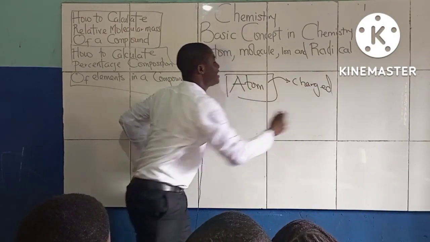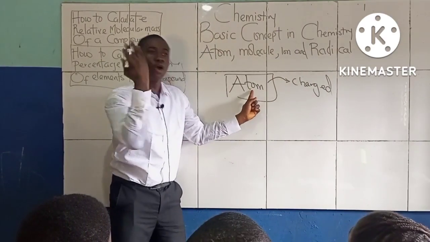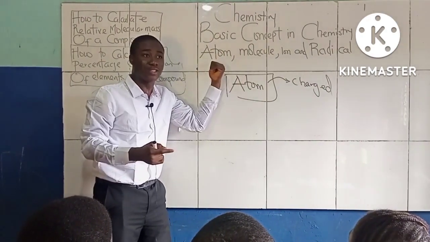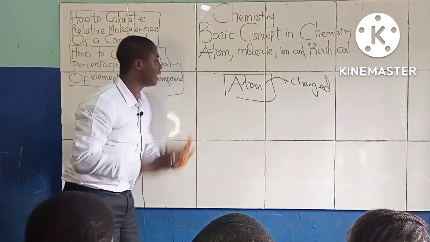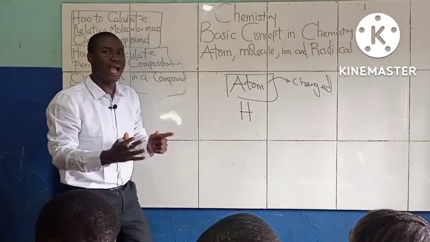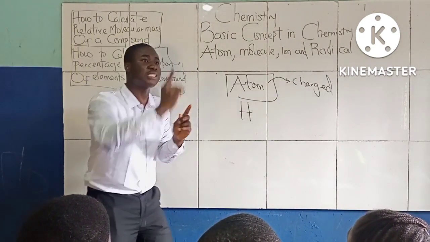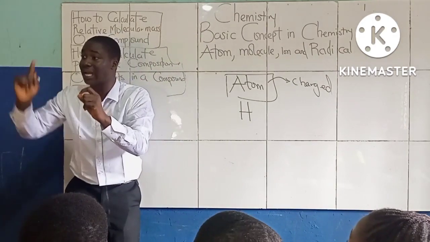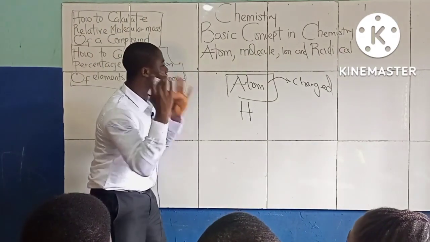Did I say this is simply a charged molecule? No. So for us to get an ion, what do we need? An atom. We don't need a molecule. Now, let's take an example. This is hydrogen. And class, it must be noted that hydrogen is positively charged. You have to take note of that. Hydrogen is what charge, class? Positive charge.